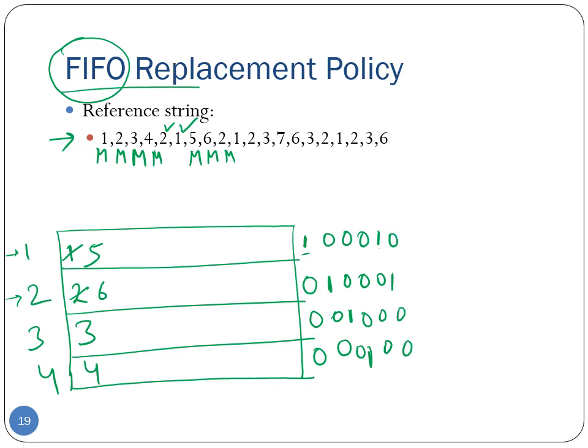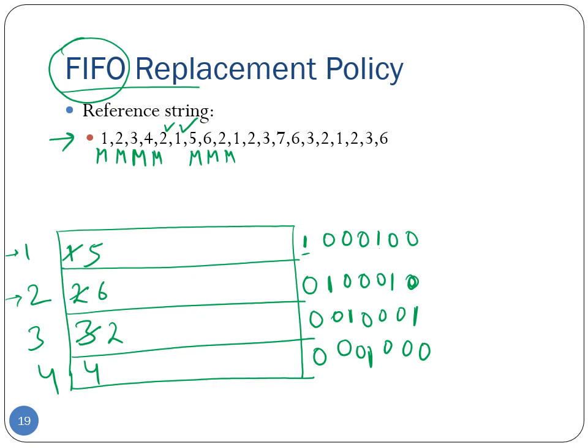2 is a miss, so now we have to figure out the oldest line, which is basically line number 3. So let's evict 3. This was brought in 3 cycles ago, and bring in 2 over here, and let's update the reference strings, because 2 was just now brought in.